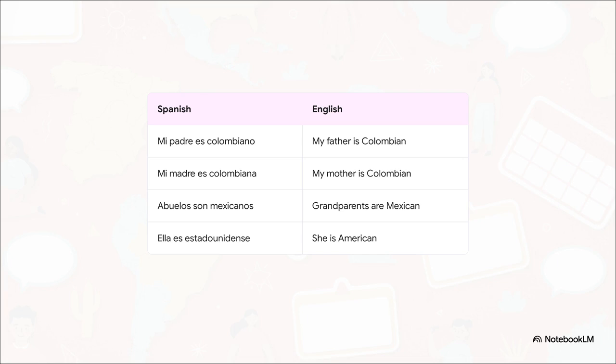And here's a fun little bonus. Some nationalities, like estadounidense for American, end in an E. These forms are super convenient because they stay the exact same whether you're talking about a man or a woman.